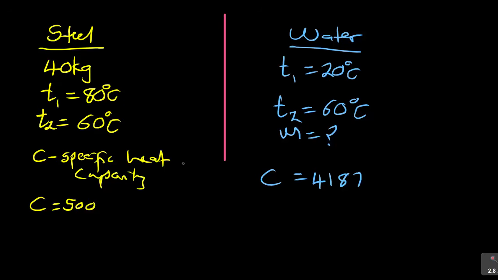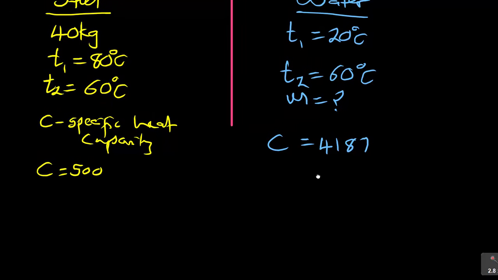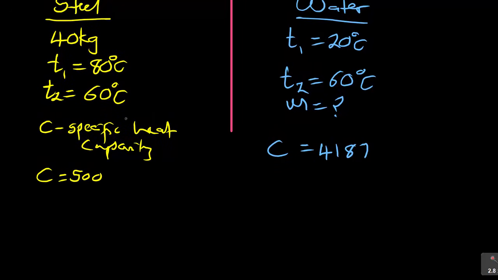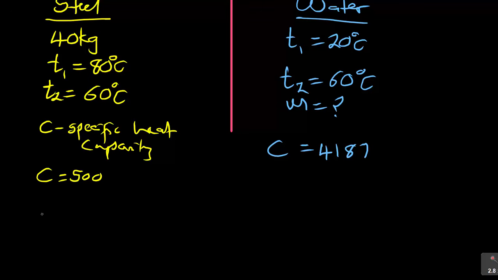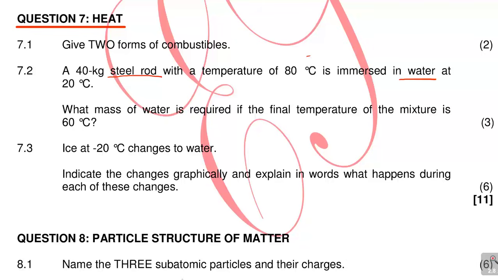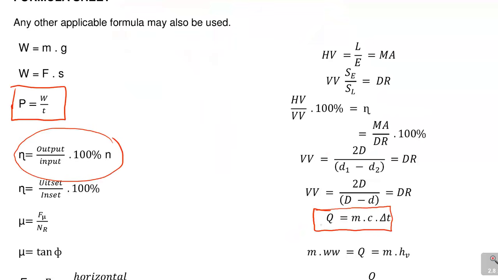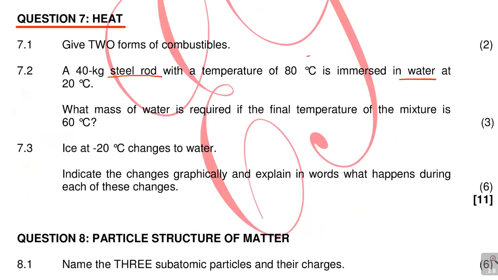It looks like you've got less information, but through that you can actually see that you've got quite a lot of information. Now the question is, what mass of water is required if the final temperature is that? So we're looking for the mass of water. Now remember the formula that we said we have. This is the formula we're going to use: Q is equal to M times C times change in T. We're going to use this formula on both sides.